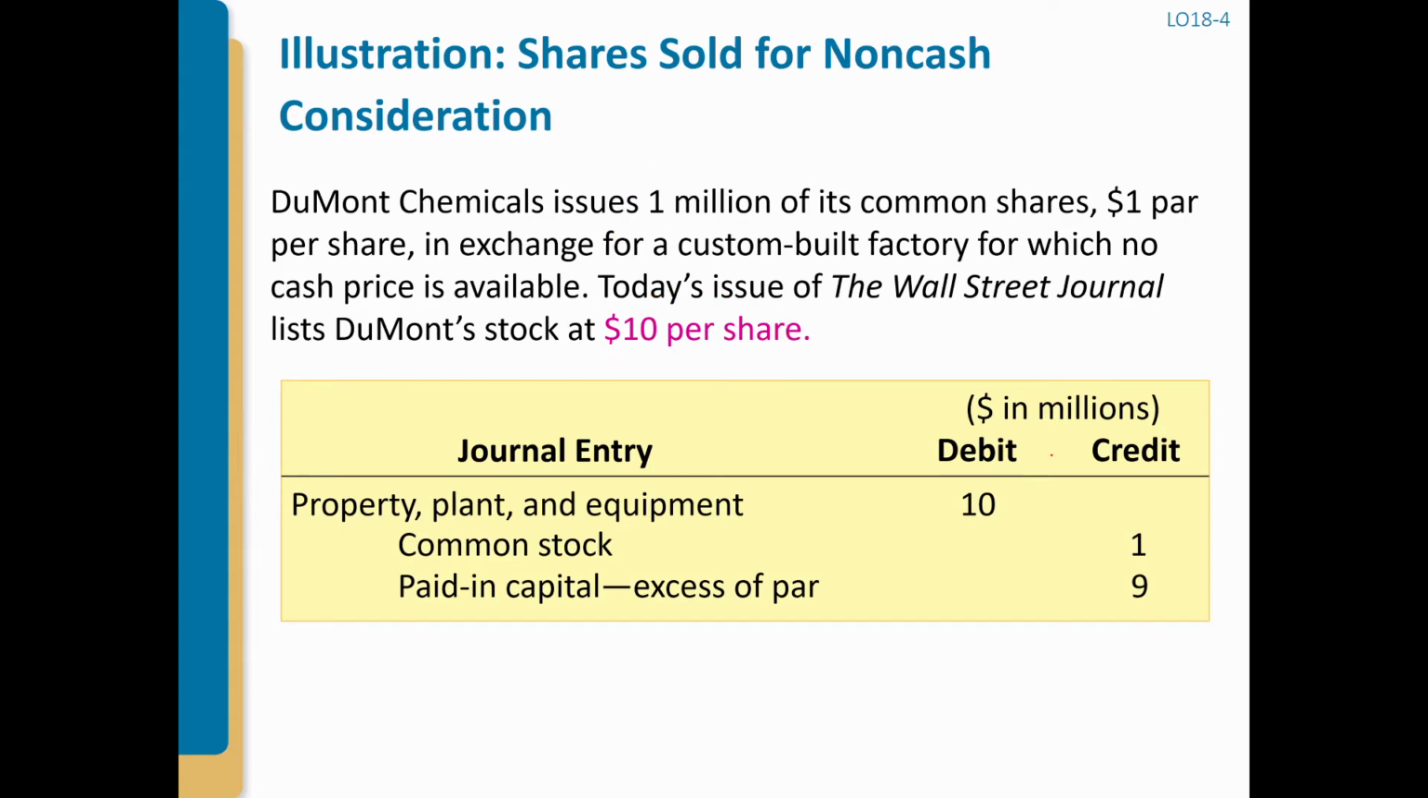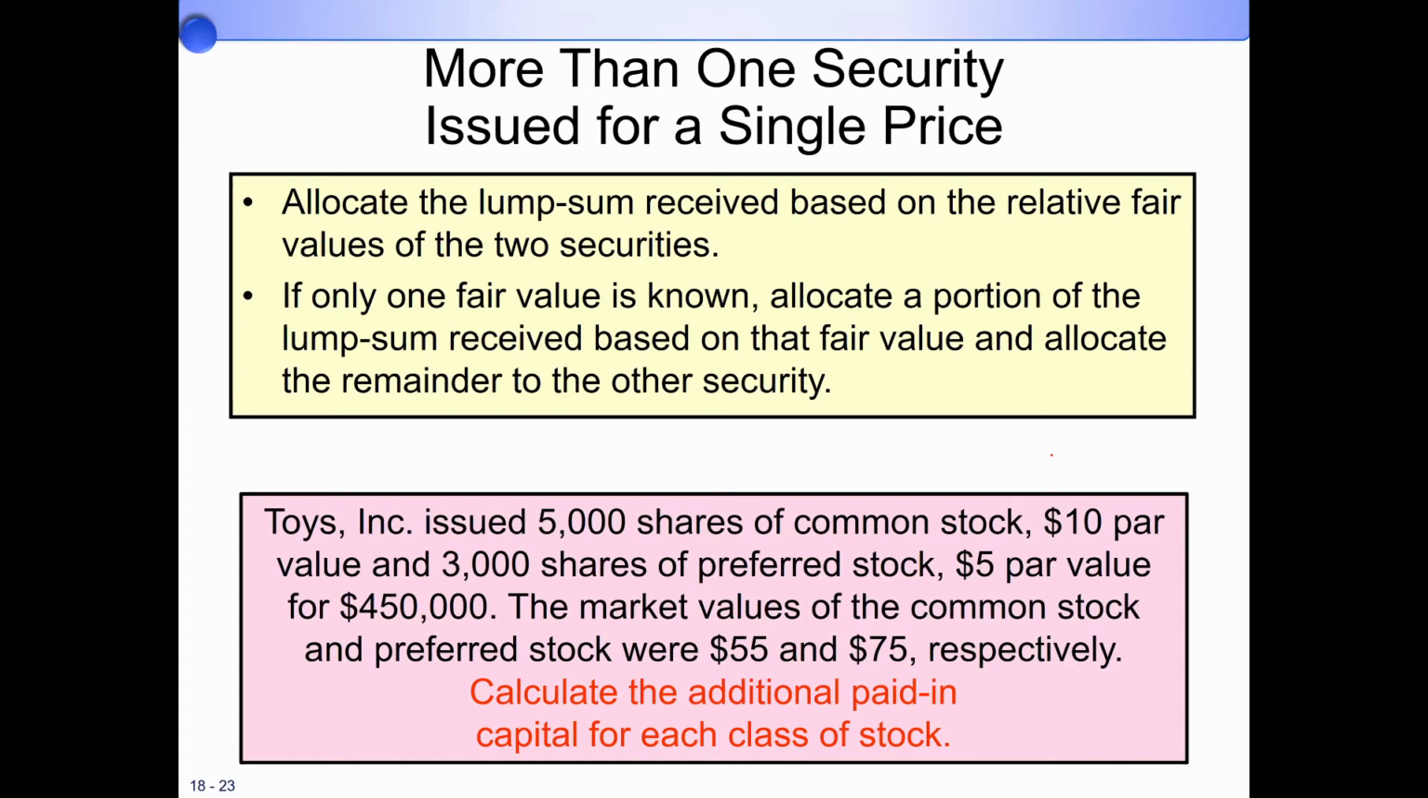Okay, and then we talk about this. What if we have more? We issue 2 or 3 more securities at a time. So then what are we going to do? Here this question talks about how to allocate, because we issue common stock and preferred stock together for 450,000. So now how to split this 450 into 2 parts? What's the value for common stock? What is the value for preferred stock? Okay, so then what are we going to do? You need to split that proportionally, based on the market value of the common stock and preferred stock.